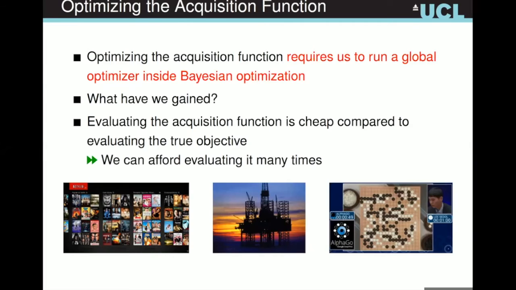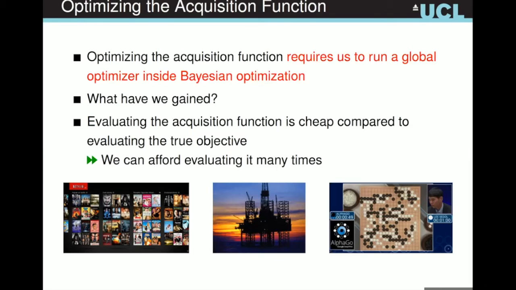Evaluating the acquisition function is relatively cheap compared to evaluating the true objective. So imagine again, we have to pay $100 for evaluating the true objective, but we only have to wait for maybe a minute to maximize the acquisition function. So then we are happy to maximize the acquisition function. Evaluating the acquisition function requires us to make a Gaussian process prediction. But in order to optimize this, we have to evaluate it many times. But it is relatively cheap compared to optimizing the true objective function many times.